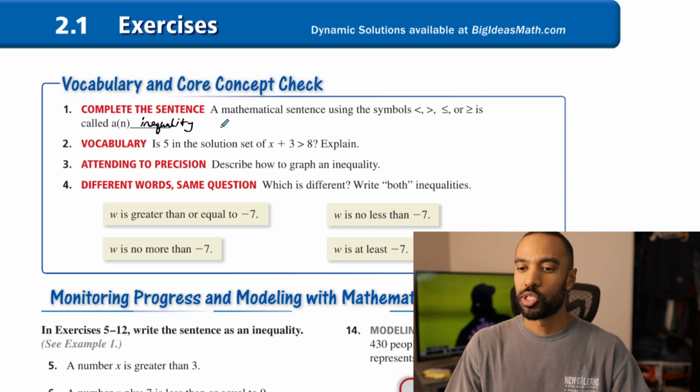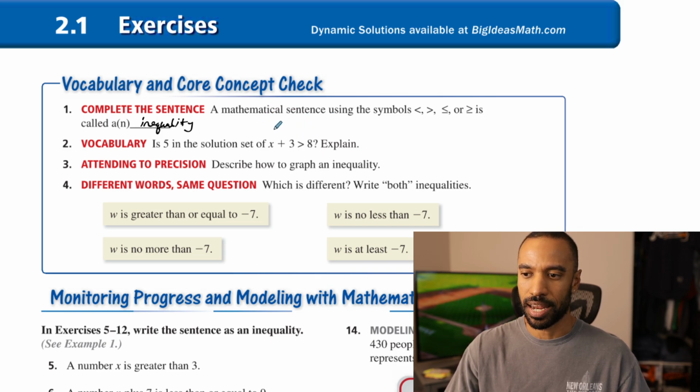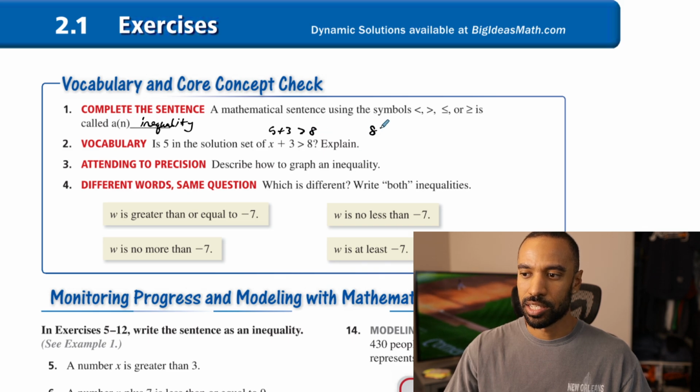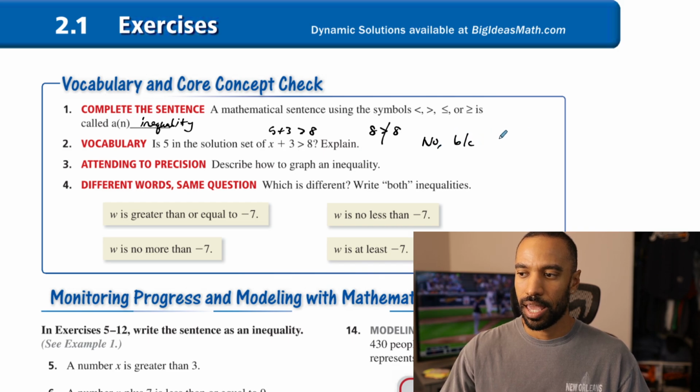So inequality, you're thinking of not necessarily equal to, how it compares to it in that way, or contrasts from it. Number 2, vocabulary. Is 5 in the solution set of x plus 3 is greater than 8? Explain. Well, 5 plus 3 is 8, and 8 is not greater than 8. No, because 8 is not greater than 8.